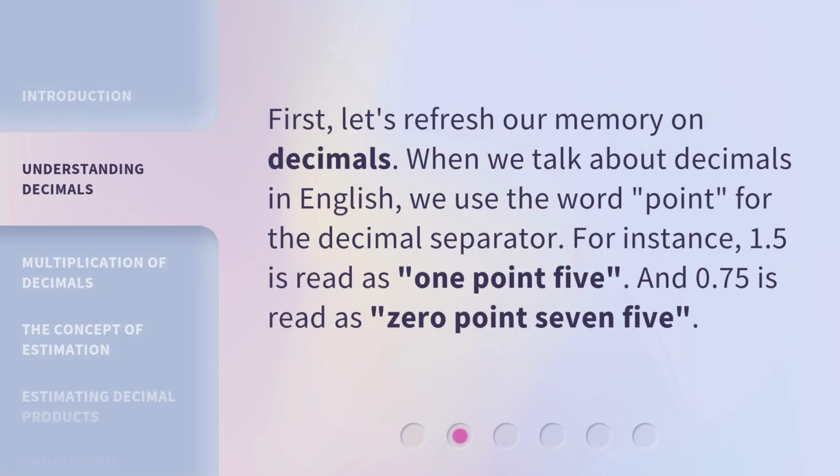First, let's refresh our memory on decimals. When we talk about decimals in English, we use the word point for the decimal separator. For instance, 1.5 is read as 1.5, and 0.75 is read as 0.75.